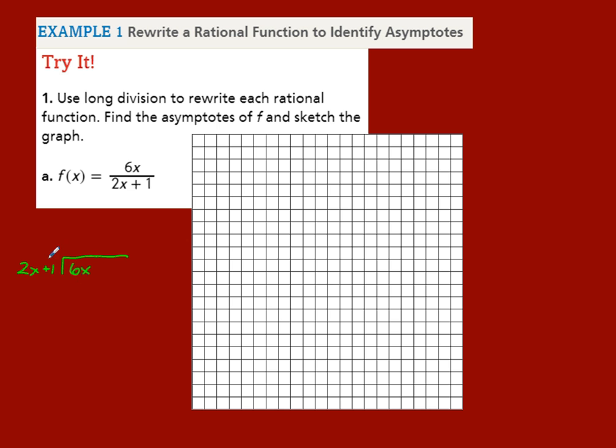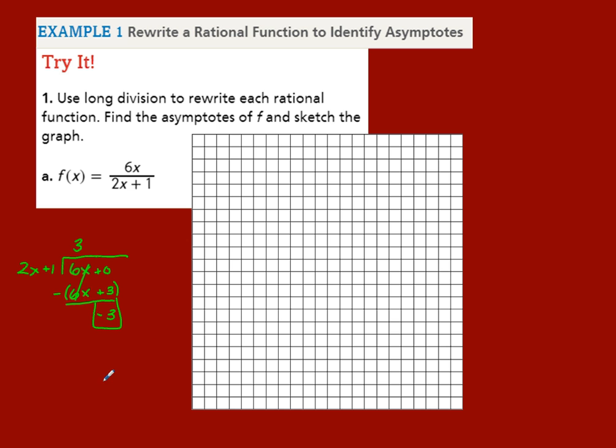So I got to make 2x match 6x. This is from last topic. So I multiply by 3. 3 times 2 is 6, and then it's x. And then we have to do 3 times 1, and we say plus 3. Now when we subtract, 6x minus 6x is 0. Those cancel. And there's like a plus 0 here. If there's nothing there, it's like plus 0. So 0 minus 3 is negative 3. Now there's no more to do. So this is my remainder.